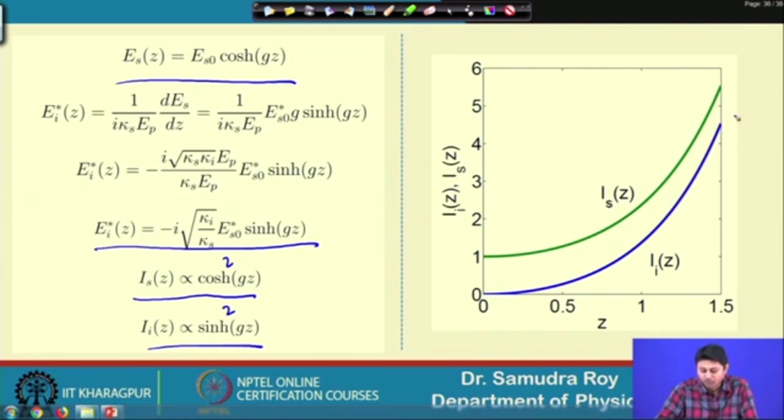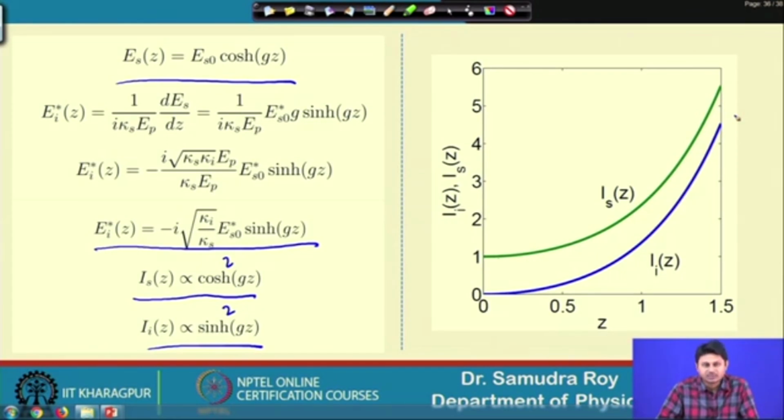That means both of them are increasing, both of them are amplifying, and this is amplifying because they are getting some kind of power, some kind of energy from the pump power, and as a result we get amplification. This kind of amplification is called parametric amplification. So, we have studied the parametric amplification for difference frequency generation, that means for omega_I.